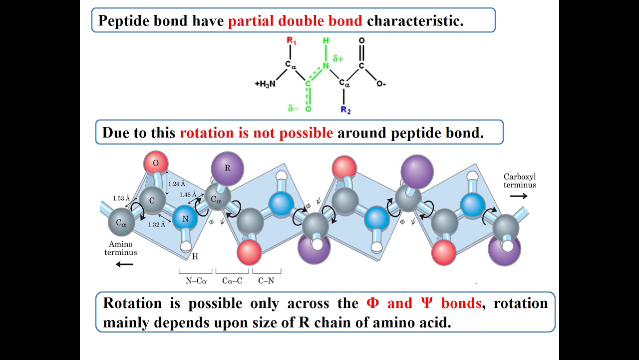Now, this peptide bond has various characteristics, and one of them is that it has a partial double bond character. Due to this partial double bond character, rotation is not possible across this peptide bond. So proteins can rotate only about two types of bonds: the C-alpha-C psi bond and the N-C-alpha phi bond. These are the two bonds which allow rotation. Peptide bonds don't allow any rotation, and that's why the peptide bond becomes planar.